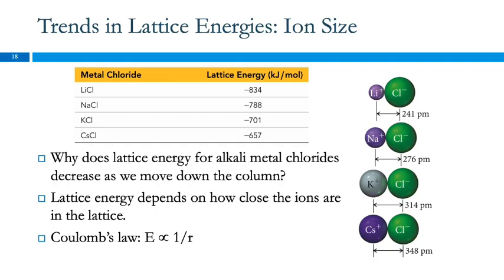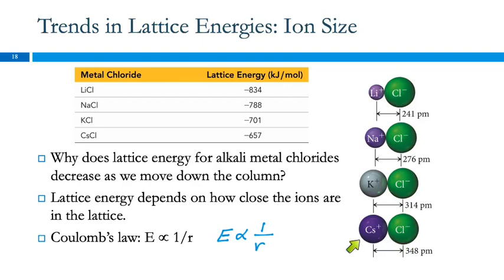And this comes back to Coulomb's law. So Coulomb's law, E is proportional to 1 over R. I really should probably fix that because that slash doesn't mean fraction to some people. So that means that the larger the radius, the smaller the energy. So negative energy here is the more energy being given out. So smaller energy means they're not as attracted to each other. So this is getting closer to 0.